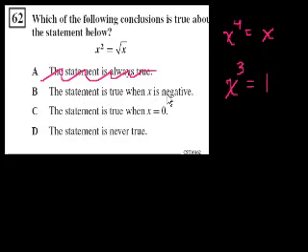The statement is true when x is negative. No, x can't even be negative. You can't take the square root of the negative number. You'd end up with imaginary numbers, and it just gets very strange. The statement is true when x is equal to 0. Sure, it could be 0.